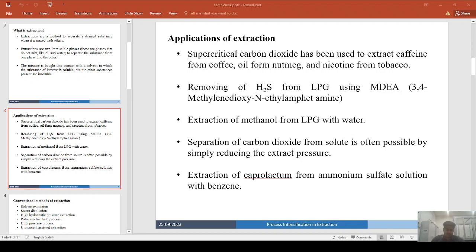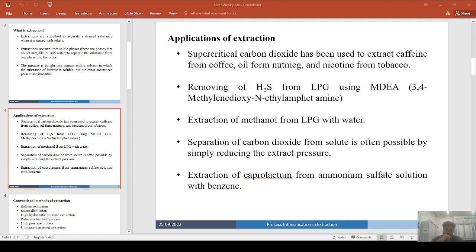Another example is the removal of sulfuric acid from liquid petroleum gas using MDEA, which stands for 3,4 methylene dioxy and ethyl amphetamine.